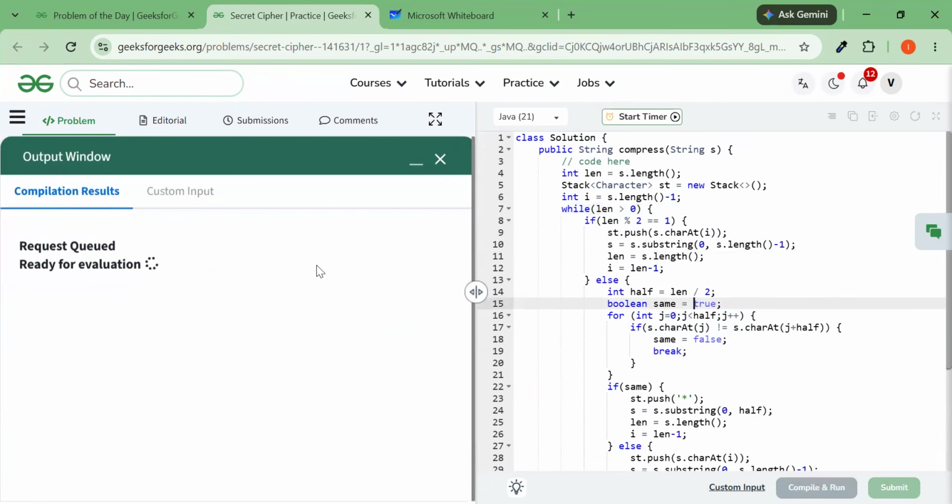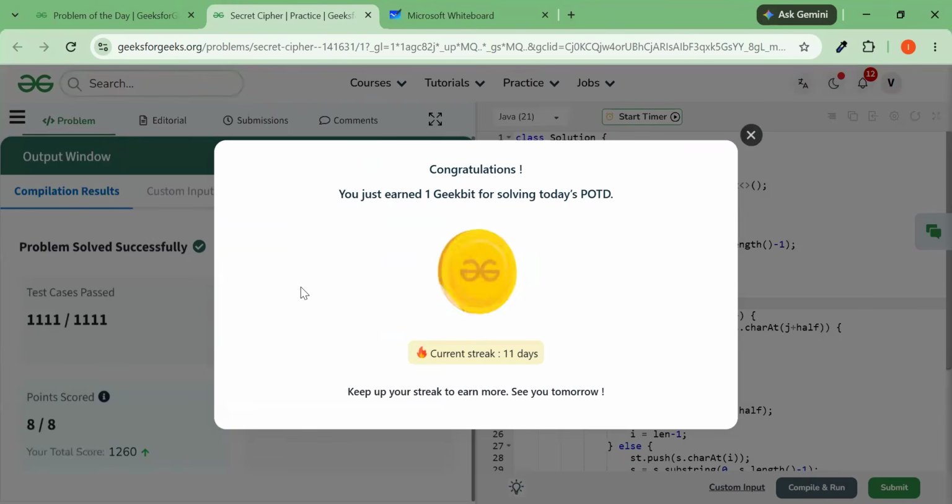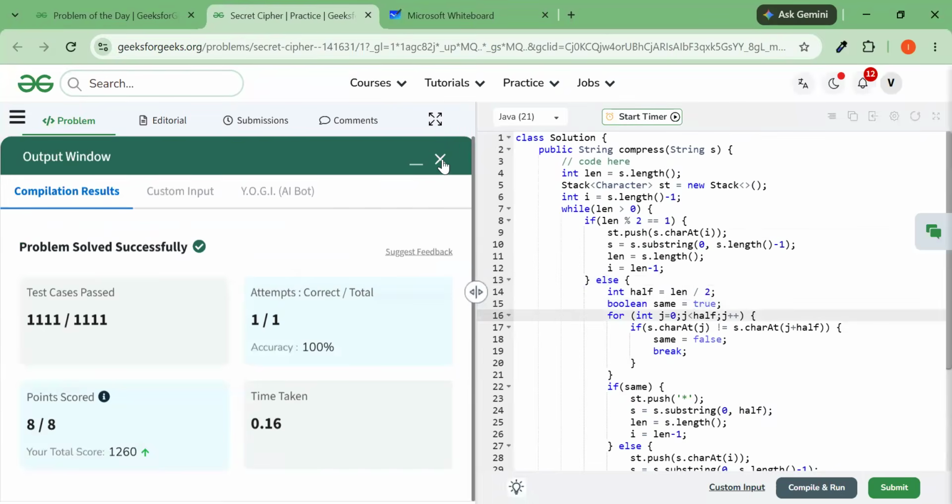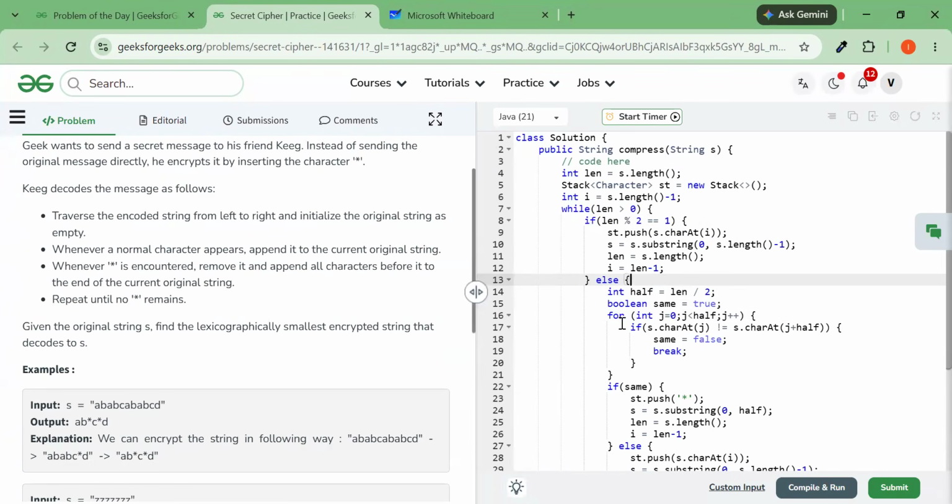So let's try to submit it. Okay, so Big O of n squared, it is working here. It is working fine.